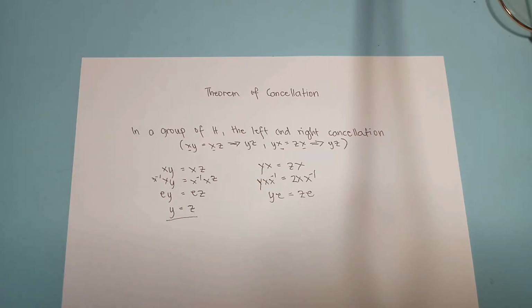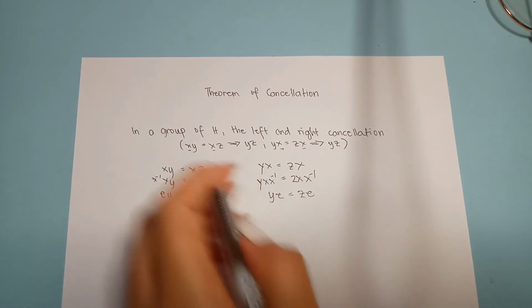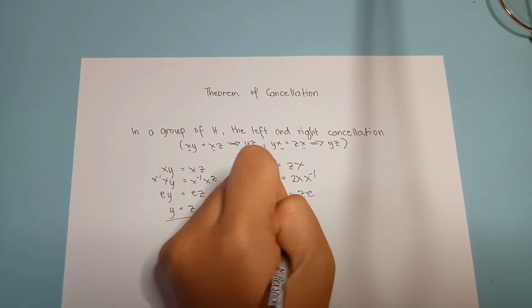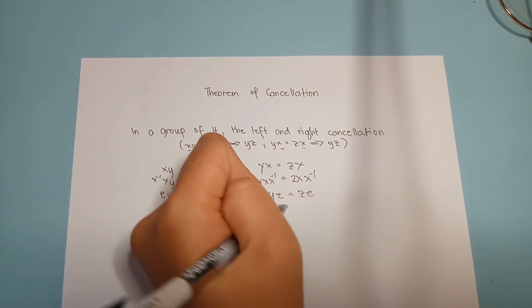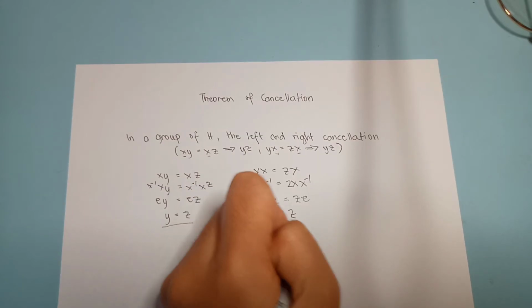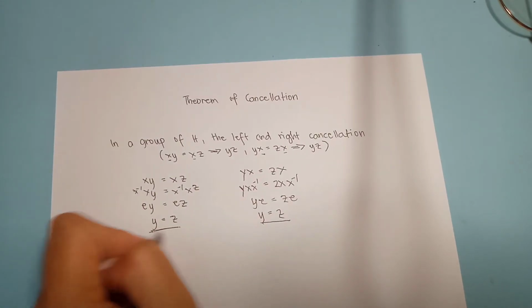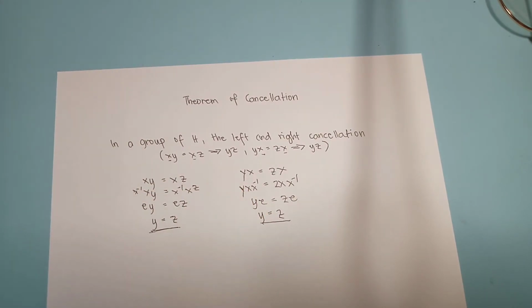And in the last part we got the same exact result. So this is just a quick proof that we can do and show to others that the left and the right cancellation laws in a group hold.